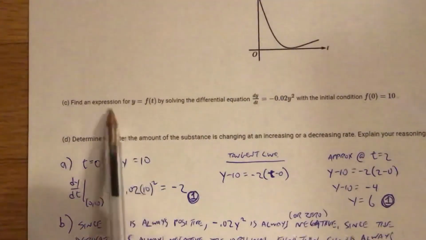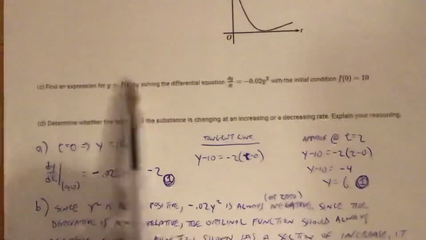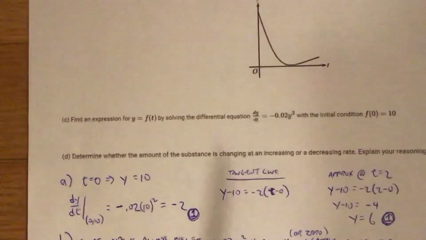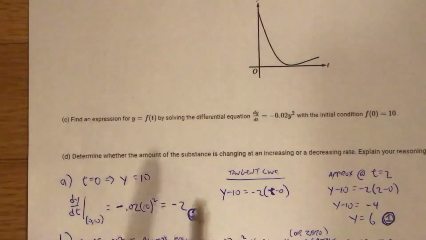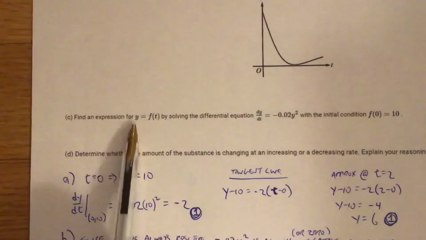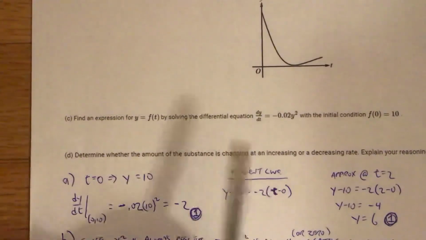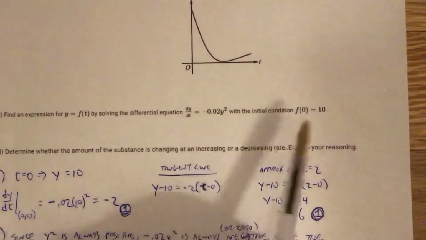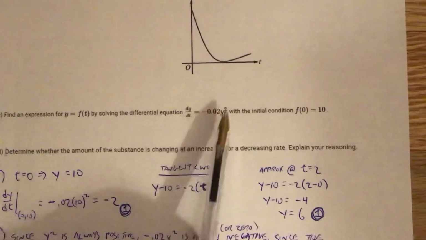Part C says, finally, let's find that function. Instead of the tangent line approximation, what's the actual function for the amount of chemical based on time? So we have to solve this differential equation, and they give us initial conditions. So we need to solve this by separation of variables.